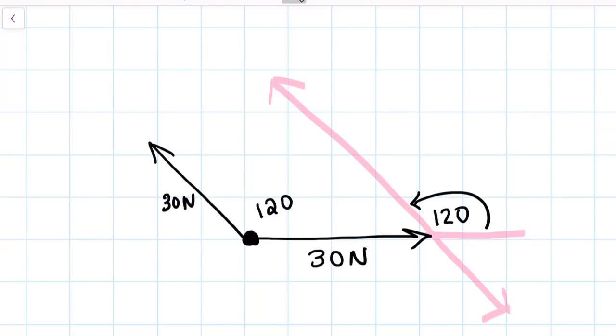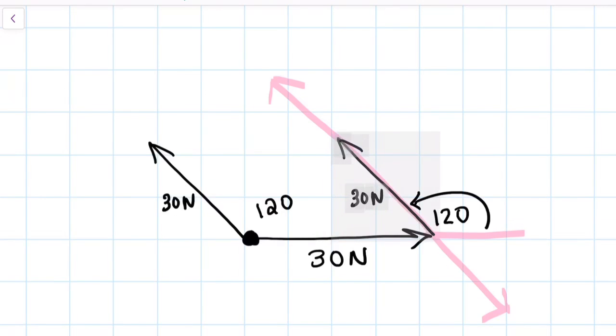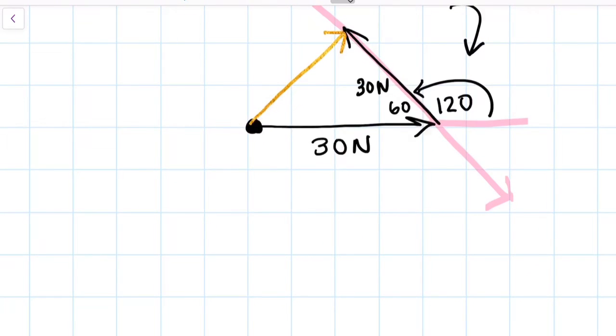Okay, and now I'm going to move this vector over. And now I know my resultant. So this is 60 here. I'm going to erase this 120 because that was just representing that same angle that I ended up indicating right over here. And now here's my resultant. So now even right away, I have our definition of an equilateral triangle.